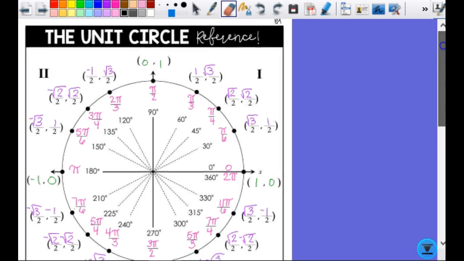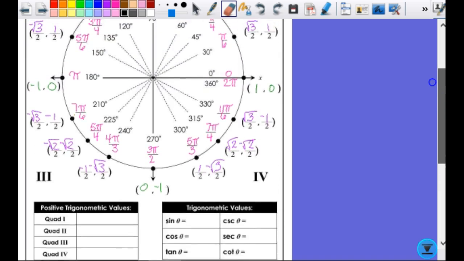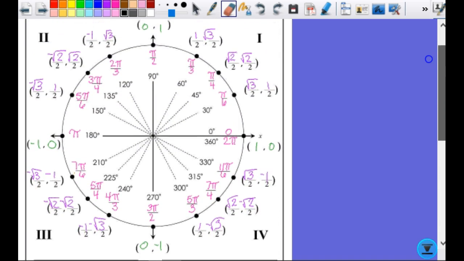All right, so to start the review, we're going to look at page 89 and fill in the bottom down here. Here's the unit circle part that we did have all filled in. So we have all of our degrees, all of our radians, and then the ordered pairs. So remember that the ordered pairs give you the sine and cosine values for each of these angles. And that's one of the main things we're going to be reviewing today.